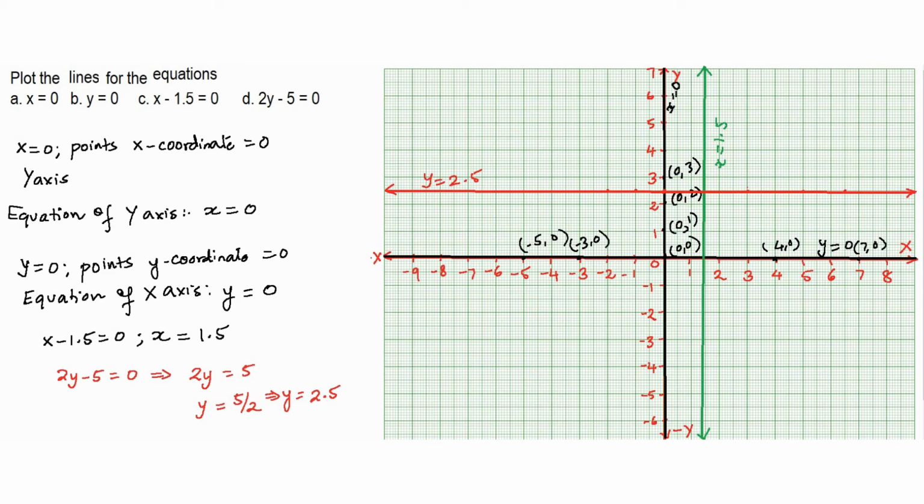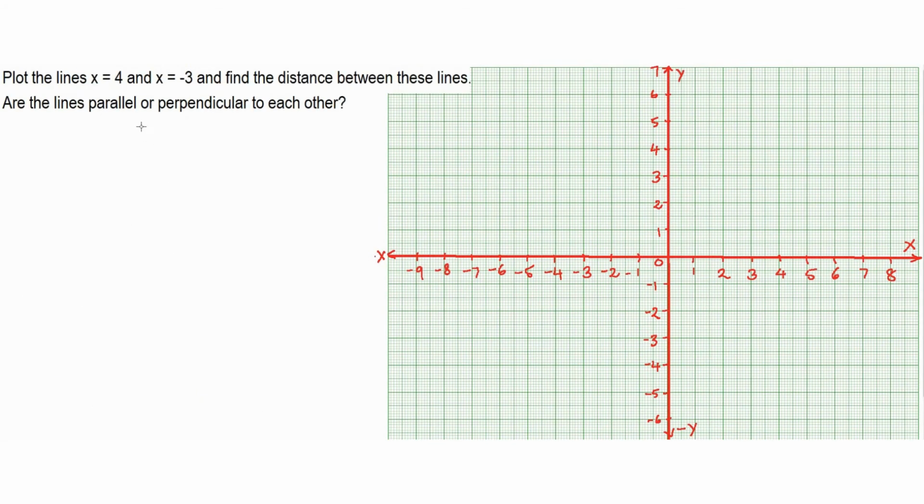Moving on to the next set. Plot the lines x equals 4 and x equals minus 3 and find the distance between these lines. So I know that x equals 4 is going to be parallel to the y-axis at a distance of 4 units from the y-axis, and it is going to be towards the right of the y-axis because x is positive 4. So this line is going to have the equation x equals positive 4.